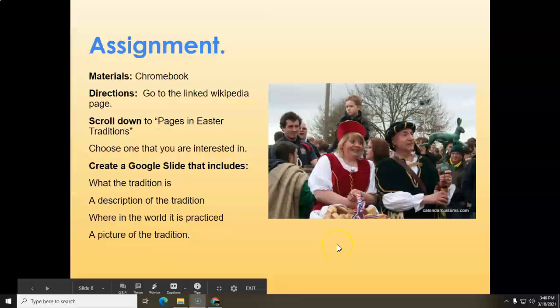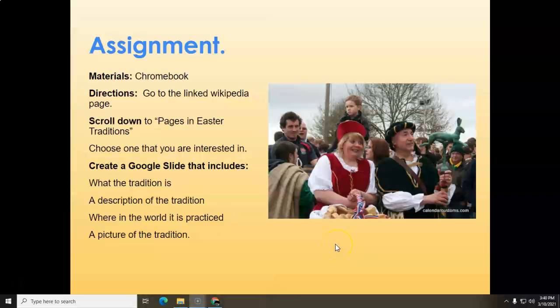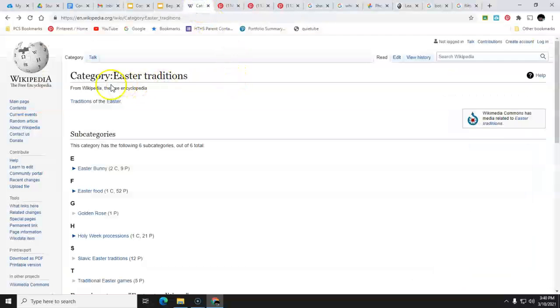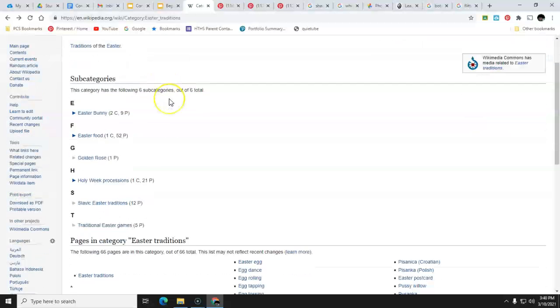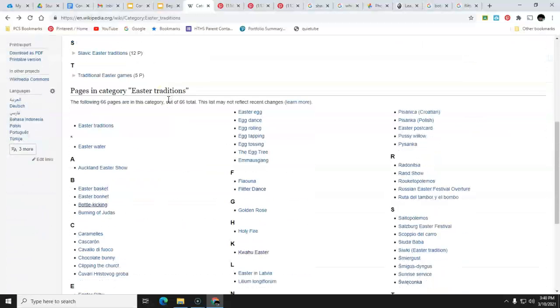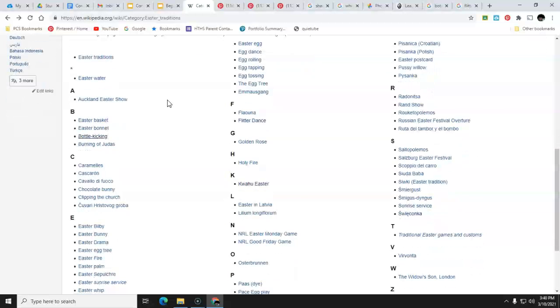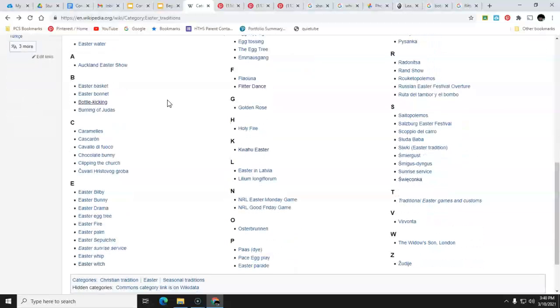Okay? So let's look at that page real quick. This is the page you're looking at. It says category Easter traditions. There are subcategories, but that's not enough. Slide down to pages in Easter traditions, and you have 66 choices. Some of them you might be very familiar with, and some of them you will not be familiar with. Okay? So that's what you do.